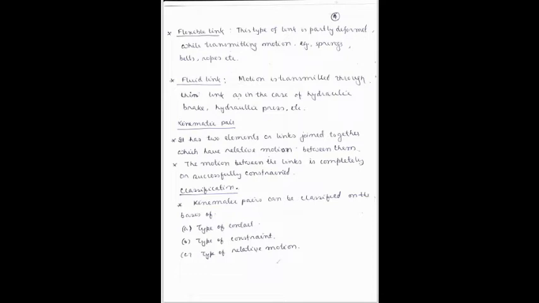So when you have two elements or links or members joined together and there is relative motion between these two links, then you will find a kinematic pair. Another important characteristic is that the motion between the links is completely or successfully constrained. That means the motion takes place in a particular direction only. So that is what it is meant by the motion between the links is completely or successfully constrained.